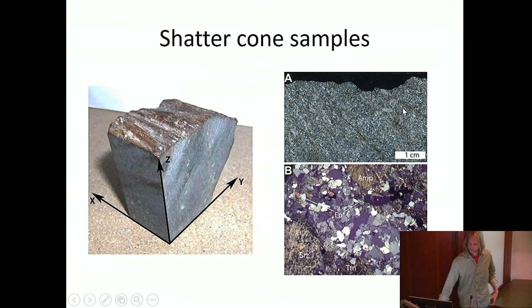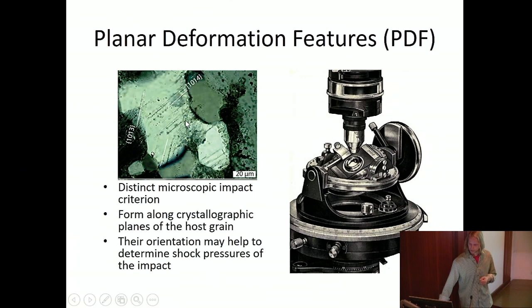Now, planar deformation features were found. An example of it is here. We found either one set of planar deformation features per grain, or two of them, never more than two. These features were then measured using a universal stage, which is this kind of science fiction looking thing over here. What it does is it allows you to tilt your thin section and therefore get a three-dimensional view of the features that you have in there.